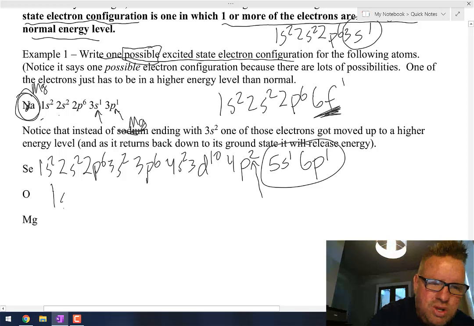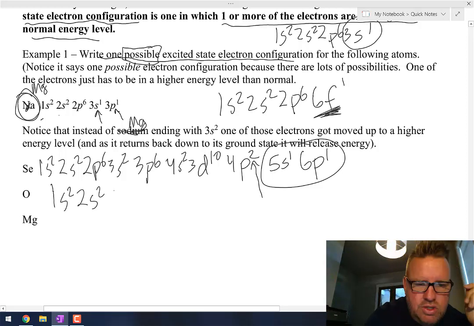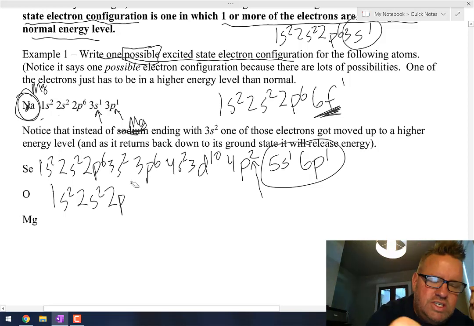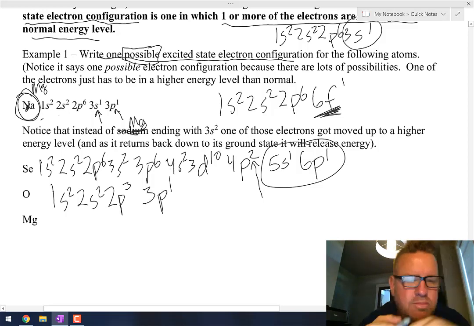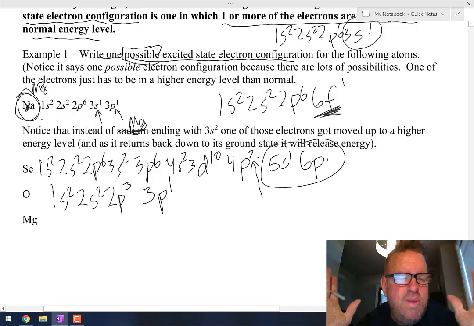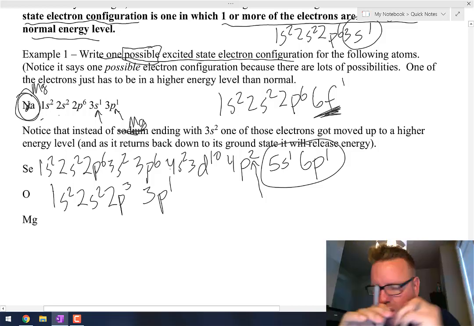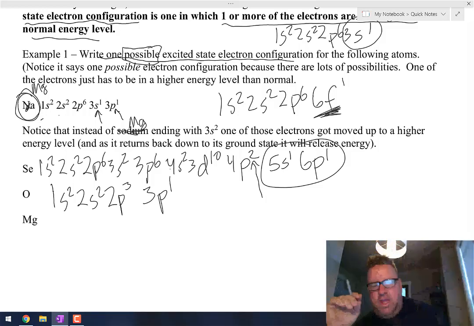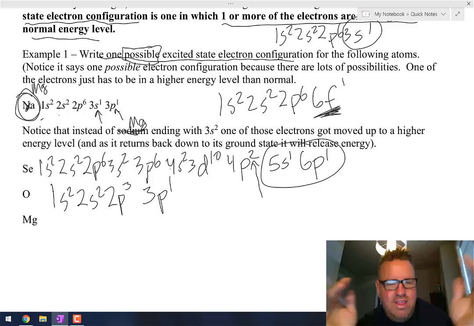Oxygen, 1s2, 2s2, 2p4 is normal oxygen. This time I'm just going to move 1 electron: 2p3, and then 3p1. How did I come up with 3p? I just made it up. I just thought I need something higher than 2p, so I could have gone to 3s, 3p, 4s, 3d, anything above the 2p.